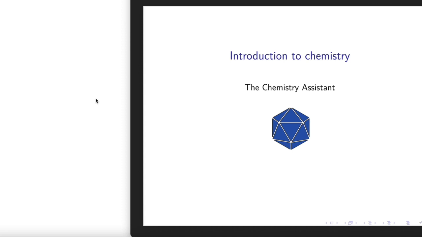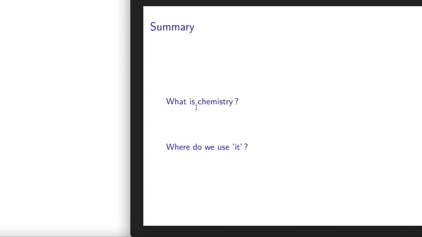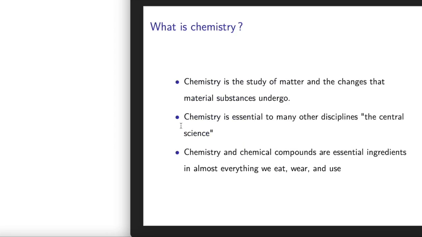Introduction to Chemistry. In this first course, we talk about chemistry. So we respond to the question, what is chemistry and where do we use it? What is chemistry? Chemistry is the study of matter and the changes that material substances undergo. Chemistry is essential to many other disciplines. That's why we call it the central science.